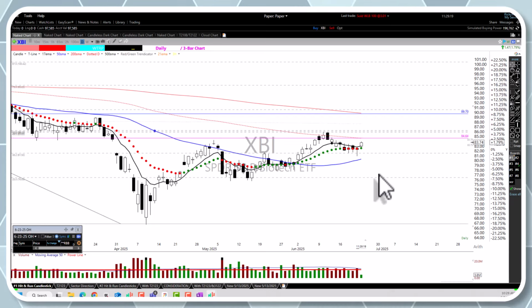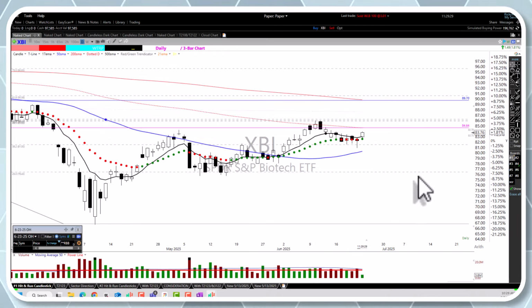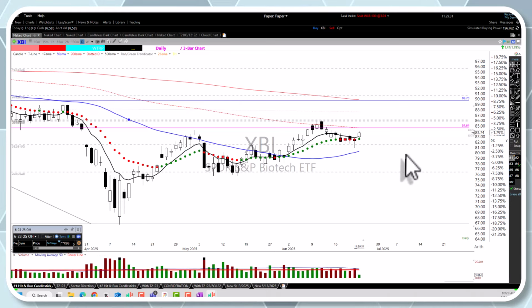So, what was it, XBI? There we are. So far, this looks like a trade, but again, I will wait till we close, or we get over that 84.65 area, okay? So that's what I'll be looking for there. Make sense?